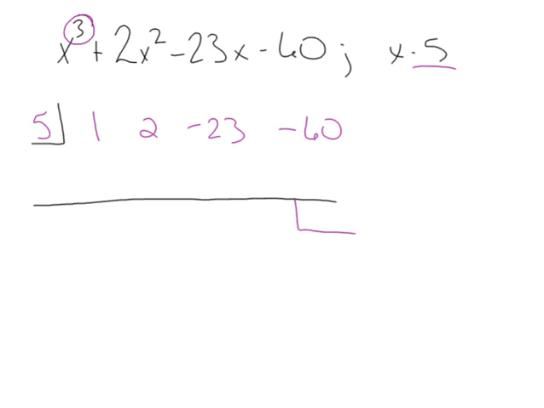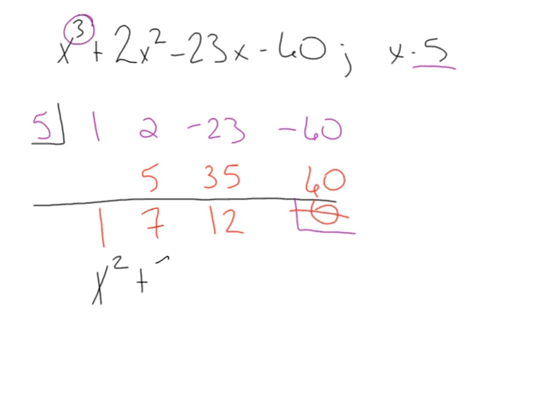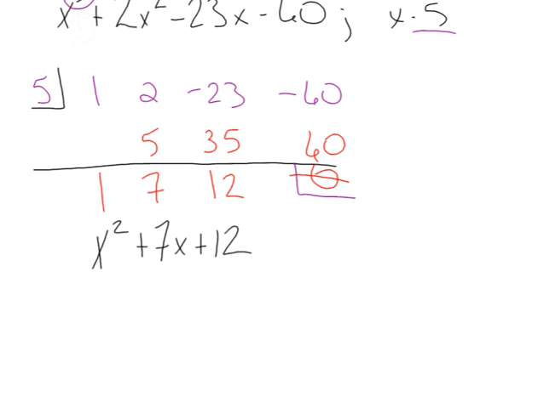I now do my synthetic division. I bring down my 1, because 1 plus 0 is 1. I multiply 5 times 1 is 5. I add 2 plus 5 is 7. I multiply 5 times 7 is 35. Negative 23 and 35 gives me a positive 12. Then I multiply 5 times 12 is 60. Negative 60 and positive 60 gives me a remainder of 0, which is what I should have got. So my new equation now is x squared plus 7x plus 12.